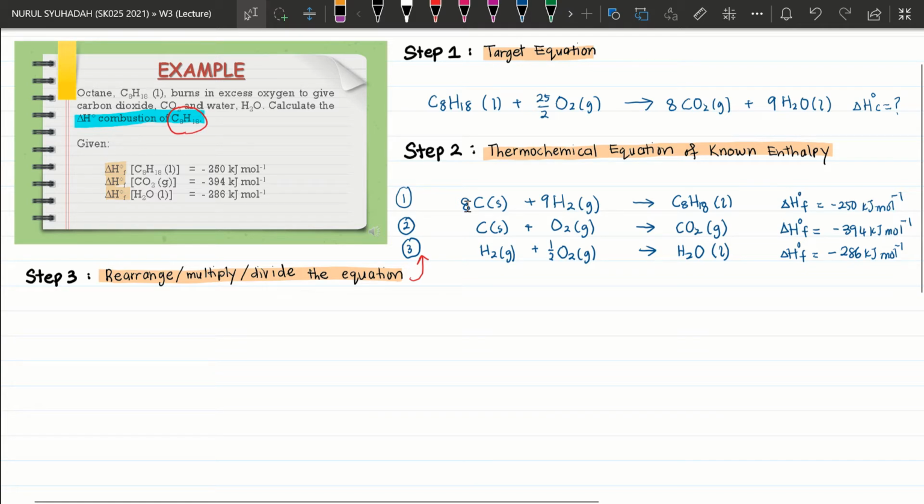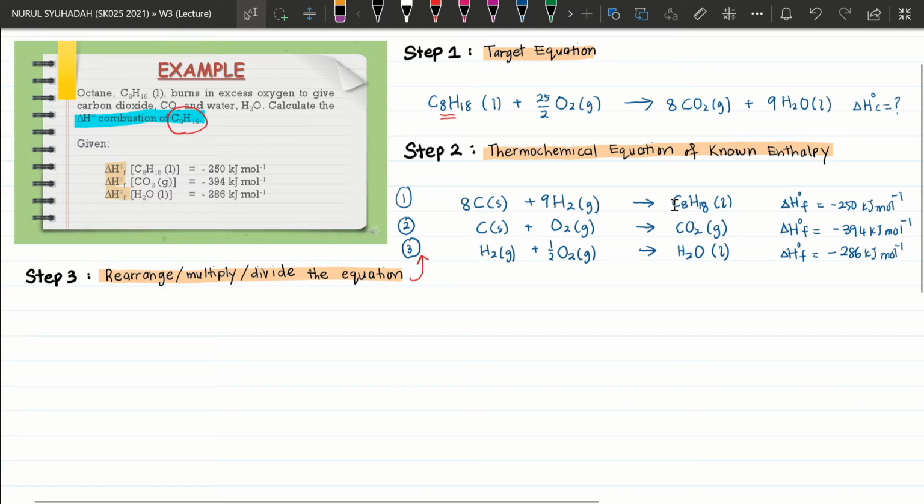Okay, what do I mean by this? So let's say we want to look at C8H18, our octane. C8H18 is in equation number 1. You need to make sure that the position is the same. On our target equation, the position of octane is on the reactant side, the left hand side. But on equation 1, the position of octane is on the product side, the right hand side. Then look at how many moles we need. We only need 1 mole, and we also have 1 mole here.